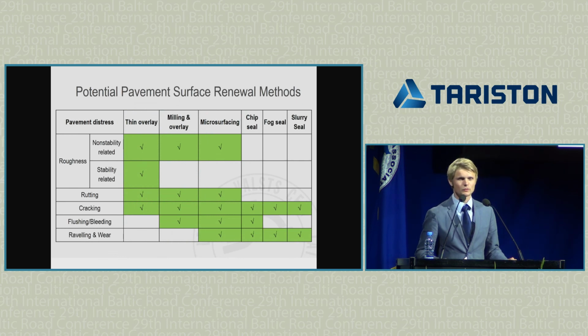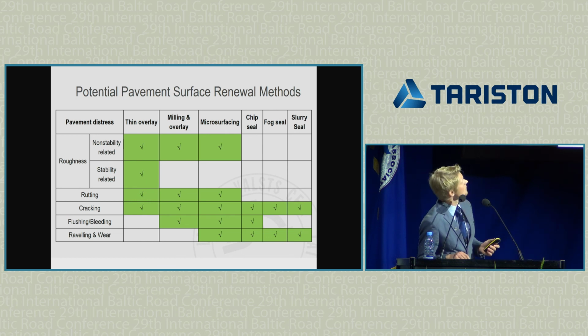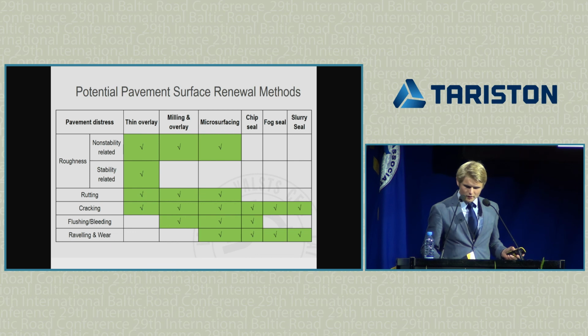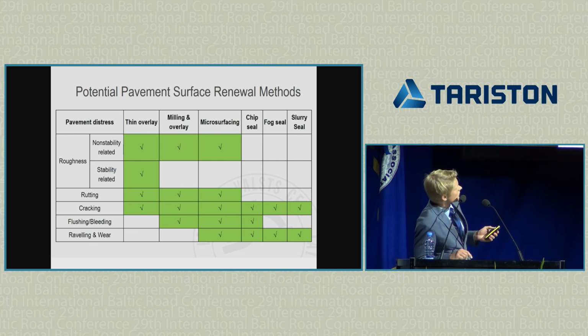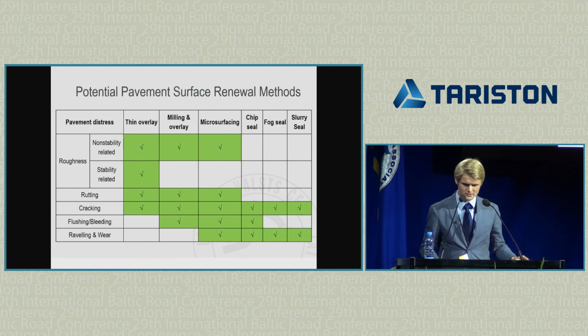This table is informative. Here you can see tips when to use each of the recovery methods. For example, thin overlay is recommended if you have a problem with roughness, limited rutting, and cracking, but not recommended if there is flushing, bleeding, raveling, wear. And chip seal, another example, it's recommended if there is limited cracking, flushing, bleeding, raveling, wear, and other methods.